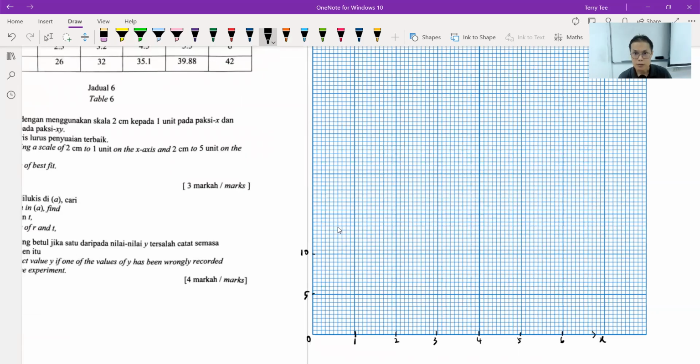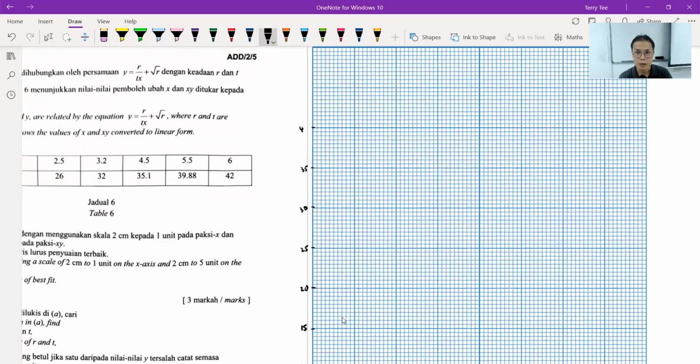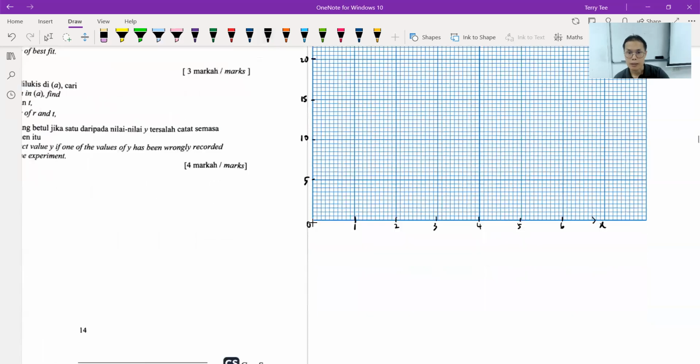This is 15, 20, 25, 30, 35, 40, the largest 45. This is 40. Largest value, we can go up to 45 because we have a largest value of 42. So this will be your x. Okay, maybe I should highlight or label my horizontal and vertical axis, easier to see.